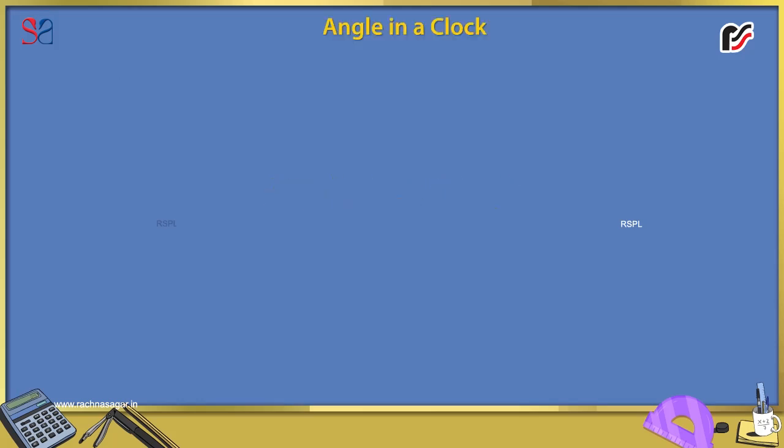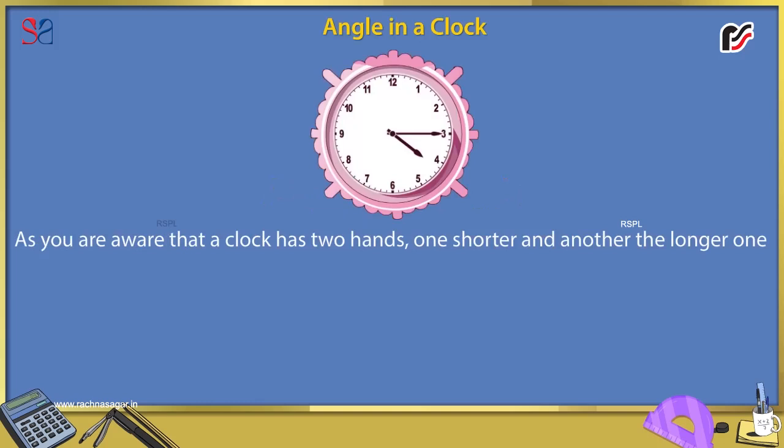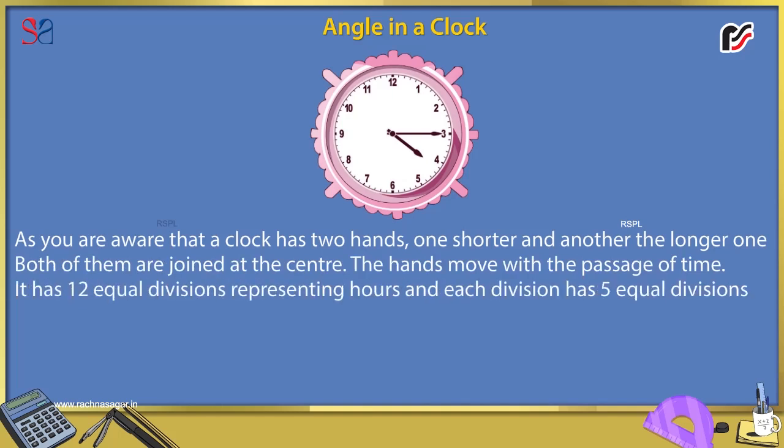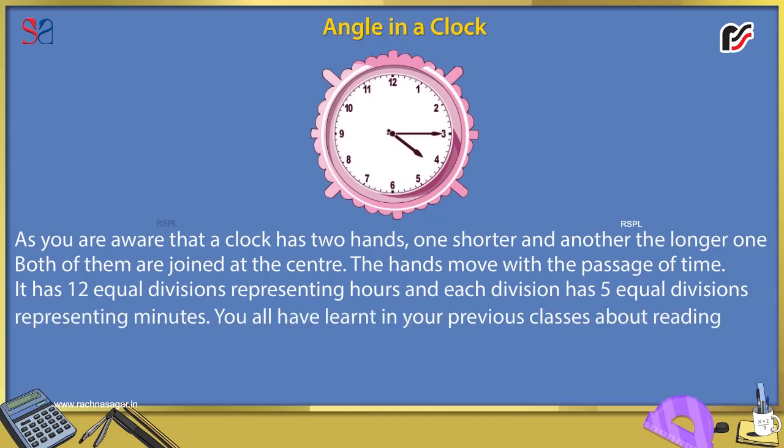Angle in a clock. As you are aware, a clock has two hands, one shorter and another the longer one. Both of them are joined at the center. The hands move with the passage of time. It has 12 equal divisions representing hours, and each division has 5 equal divisions representing minutes. You all have learned in your previous classes about reading and drawing of time in a clock.